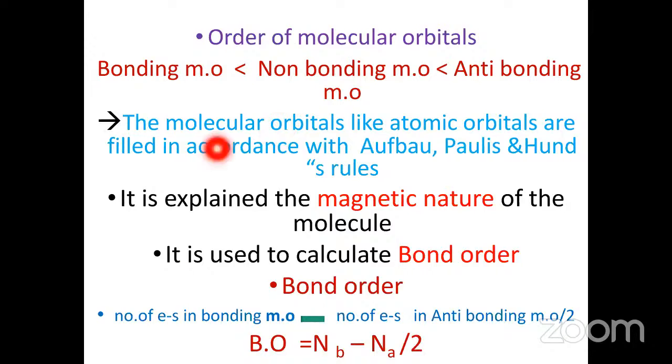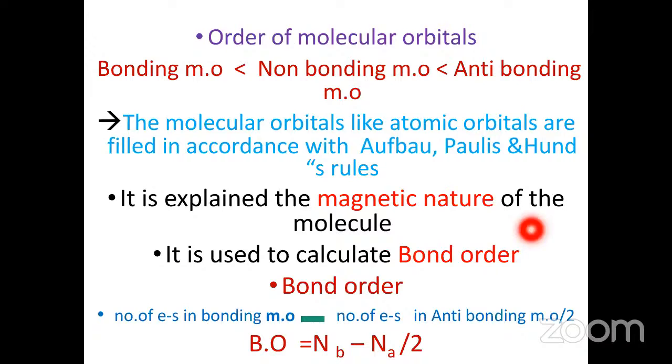The molecular orbitals, like atomic orbitals, are filled in accordance with Aufbau, Pauli's and Hund's rules. It also explains the magnetic nature of the molecule. And also it is used to calculate the bond order.